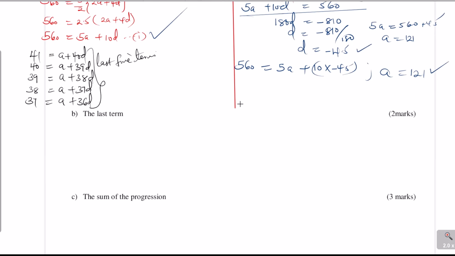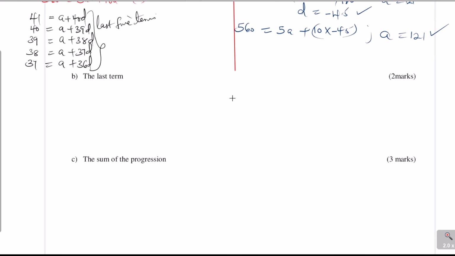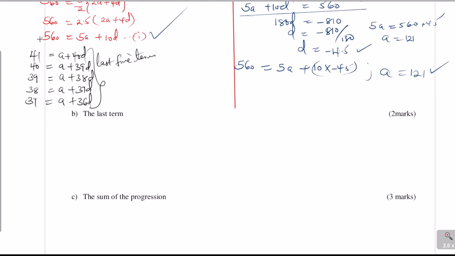The first term and the common difference are there. Now we get part B, the last term. Which is the last term? When you look at this question, the last term is the 41st term. So the last term is equal to the 41st. And how do you get that? a plus 40d. So here we have a is 121 plus 40, d is negative 4.5.